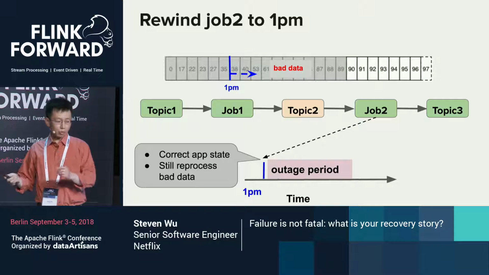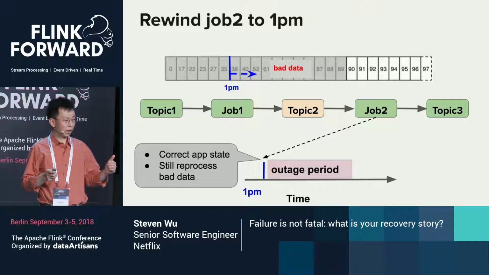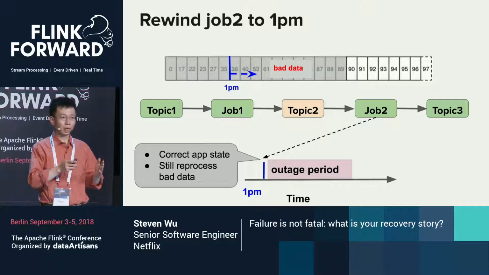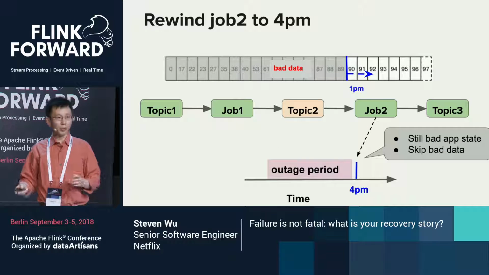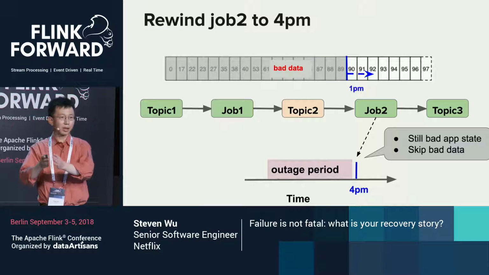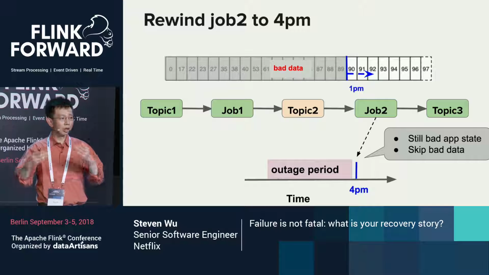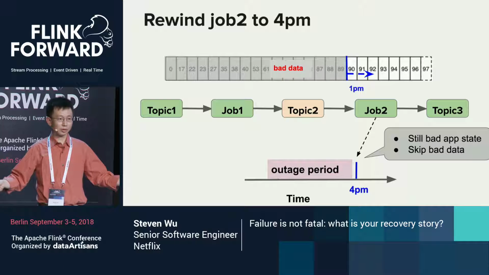If we rewind job two to 1 p.m., we get the correct application state because application state at 1 p.m. is accumulated over time from good data. But we are still reprocessing bad data from the outage period. If we rewind job two to 4 p.m., we skip the bad data, but we still get a bad application state because application state built up to 4 p.m. contains the data processing from the outage period, so some bad data. So we may build up incorrect application state at 4 p.m. You can see neither option is correct.